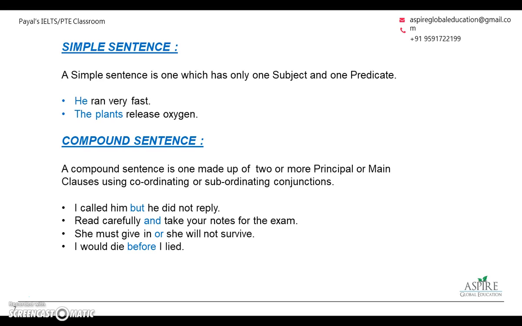Read carefully and take your notes for the exam. She must give in or she will not survive. I would die before I lied. I can break this into parts: I would die, I lied. But I am using a subordinating conjunction to form a compound sentence.